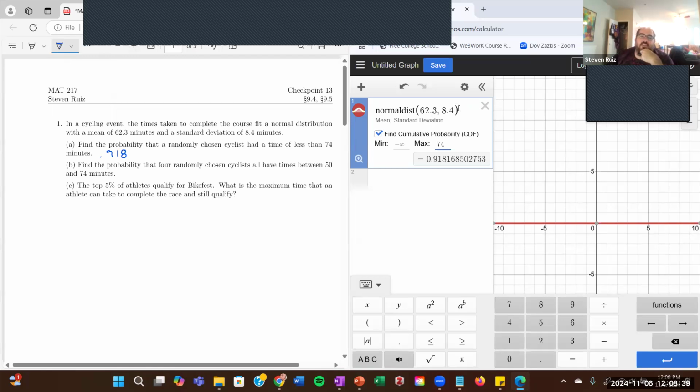Since this is on Desmos, you'll have access to this on the next exam. You can also use your TI calculator or whatever calculator you have. But make sure that you have access to this.